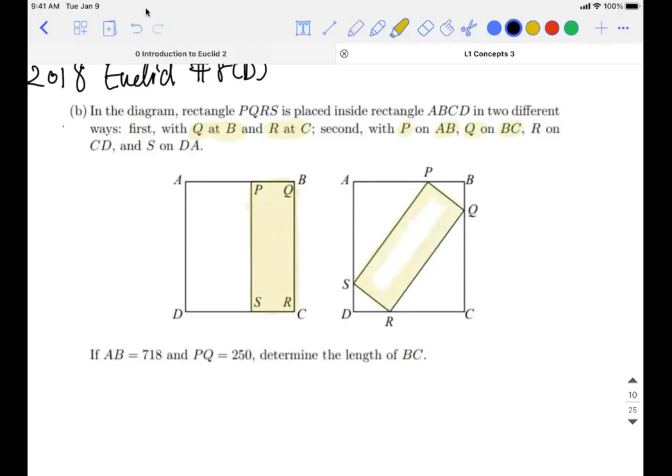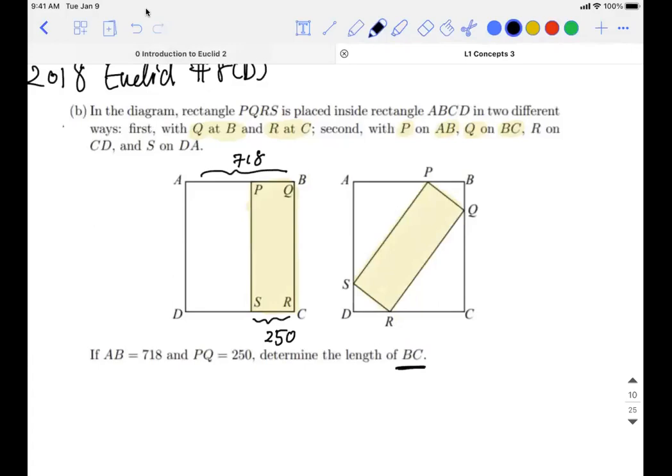But you want to tilt it. Okay? No problem. If AB is equal to 718, PQ is the same as RS, right? 250. With all this information, the question asks you to determine what's the length of BC. What's the length of BC?